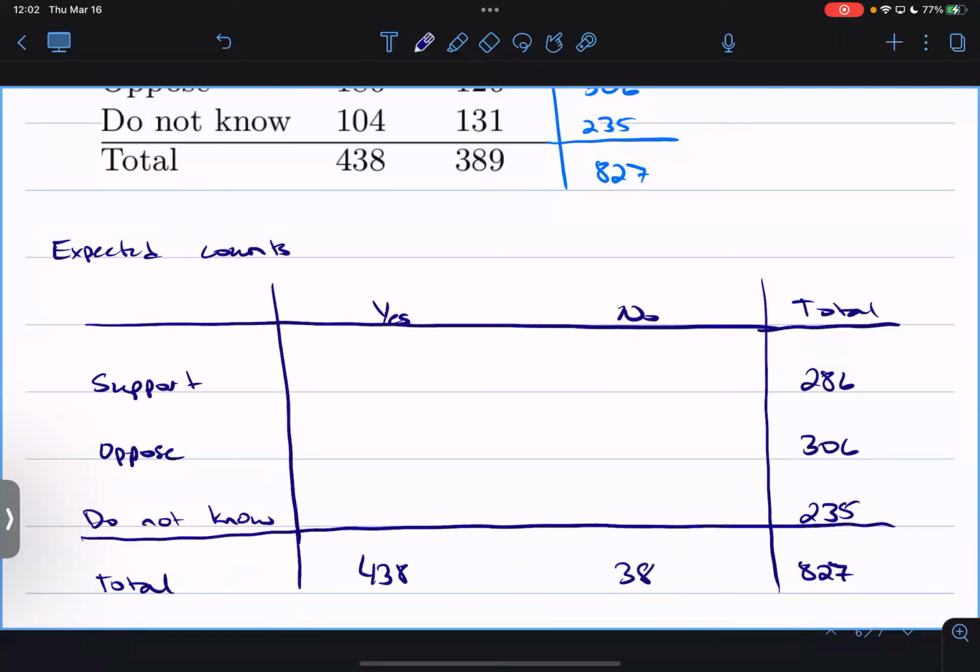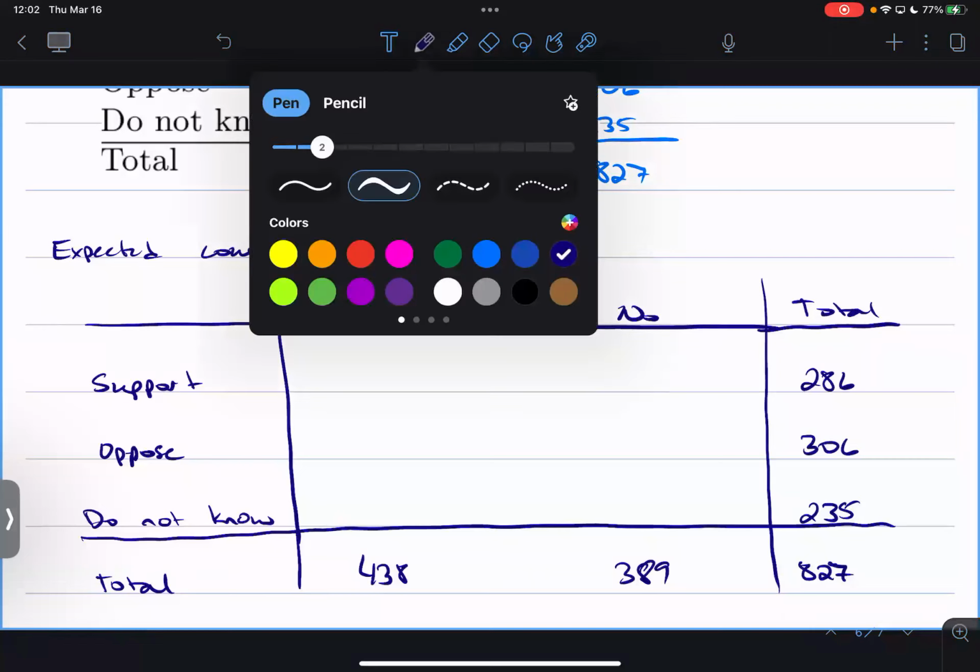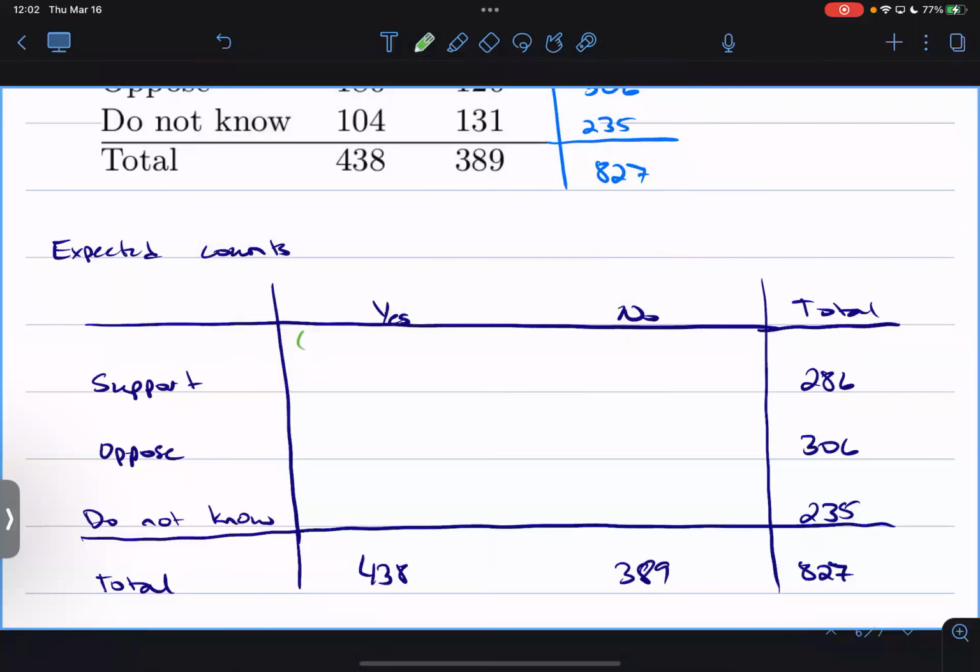Just like before, the expected totals should add to the actual totals, right? It's just redistributed. All right, so for the first cell, it's the row total, 286, times the column total, 438, divided by the grand total, 827. And I've got it here, and I hope there's no typos. 151.47, because I'm not going to redo it.